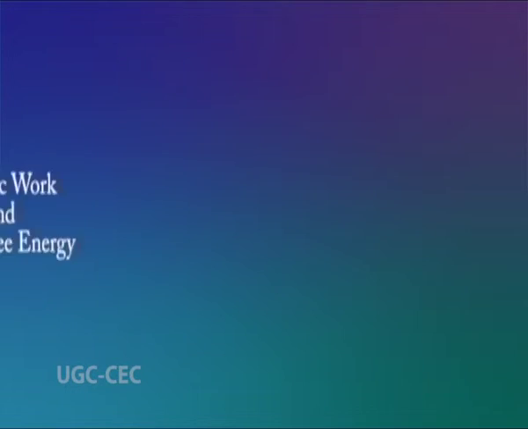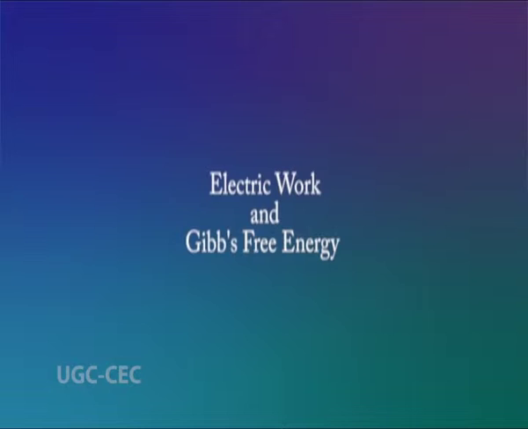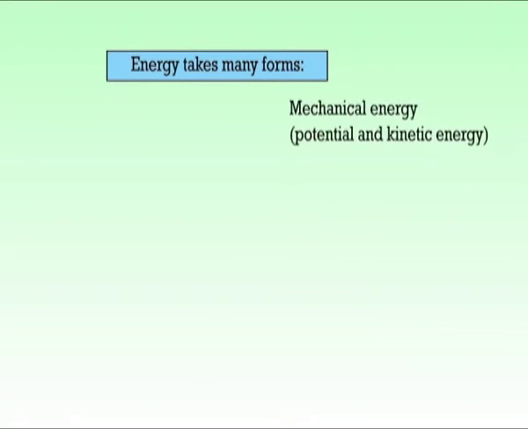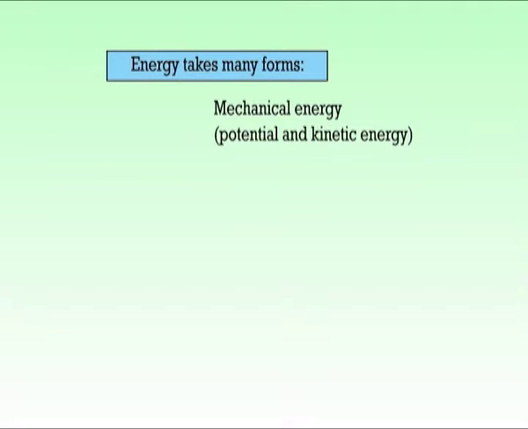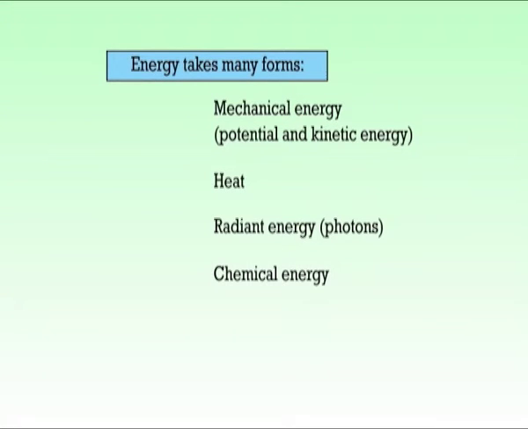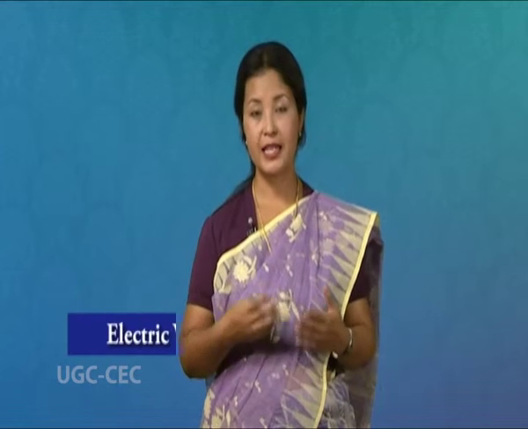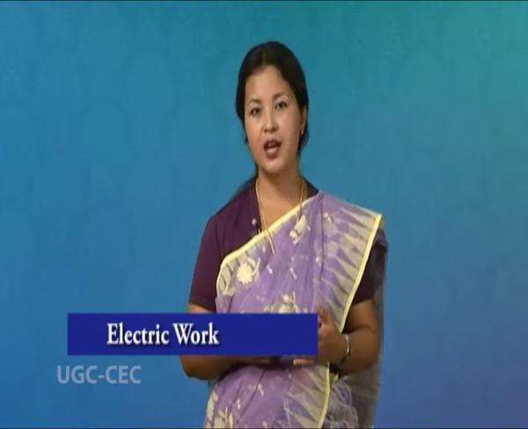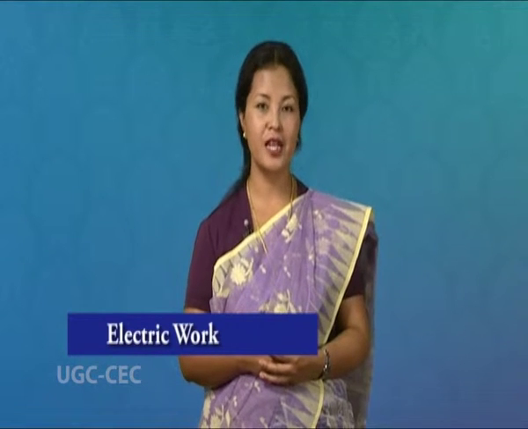Derivation of Nernst equation. In order to fully understand the Nernst equation, we must understand the concepts of electric work and Gibbs free energy. Let's see electric work and Gibbs free energy. Energy takes many forms. We have mechanical energy in the form of potential and kinetic energy, heat, radiant energy in terms of photons, chemical energy, nuclear energy, and electric energy. Electric work. Energy drives all changes, including chemical reactions.